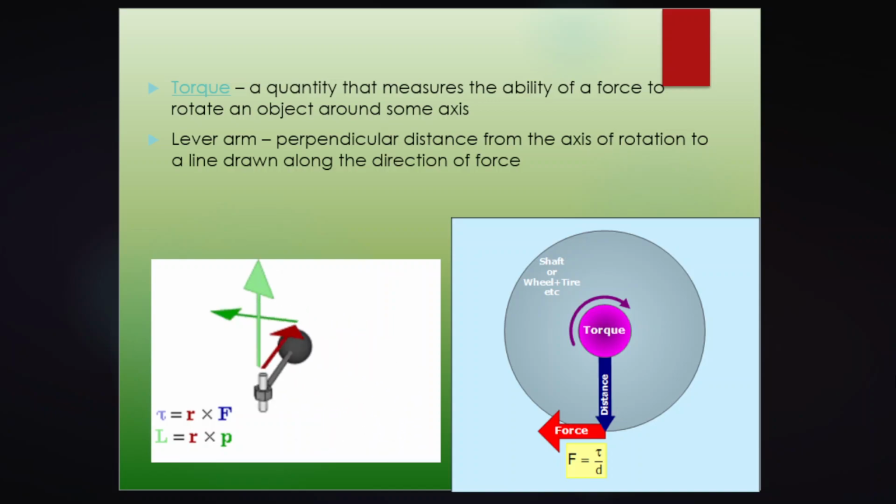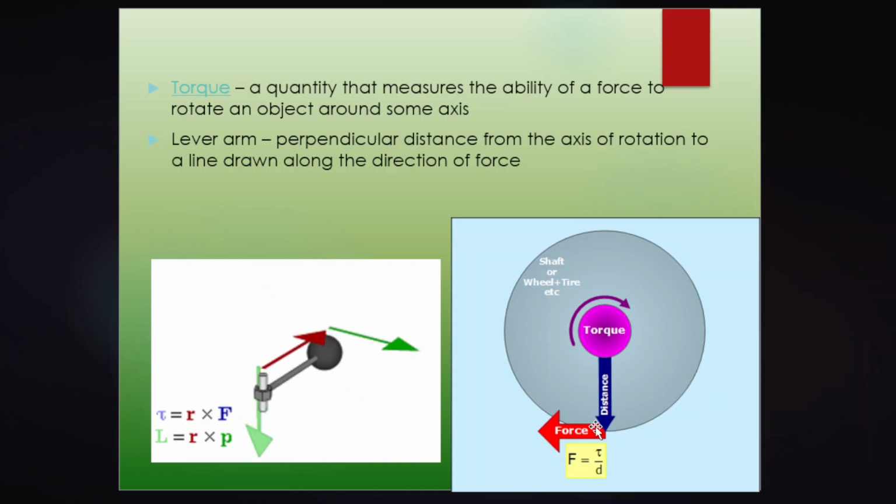So jumping ahead here, torque is a quantity that measures the ability of a force to rotate an object around some axis. Usually we see it as a lever arm: you have a perpendicular distance from the axis of rotation, and then you have the force acting on it. A lot of times wrenches are a great example of using torque. In fact, they do have torque wrenches. Torque wrenches are useful tools because they actually limit how much force you can apply on your bolt.